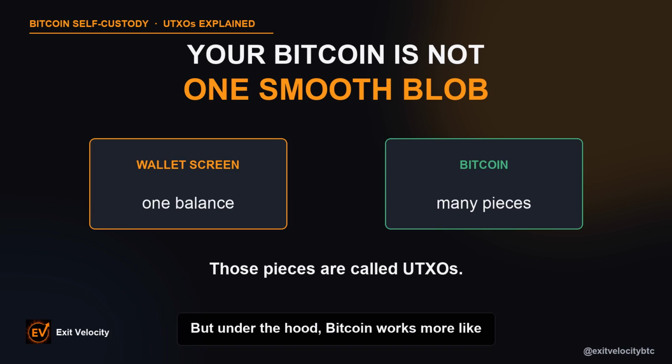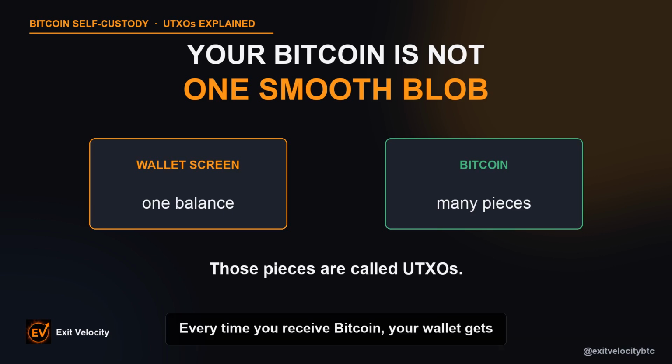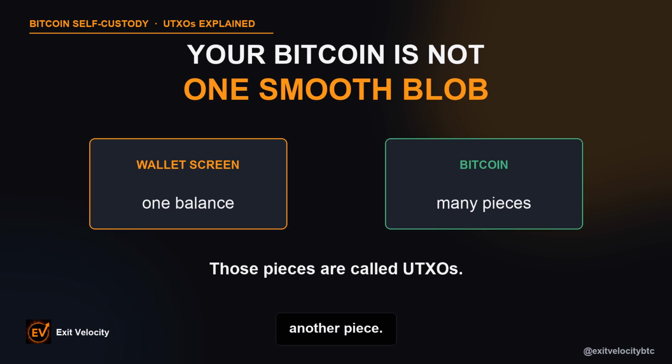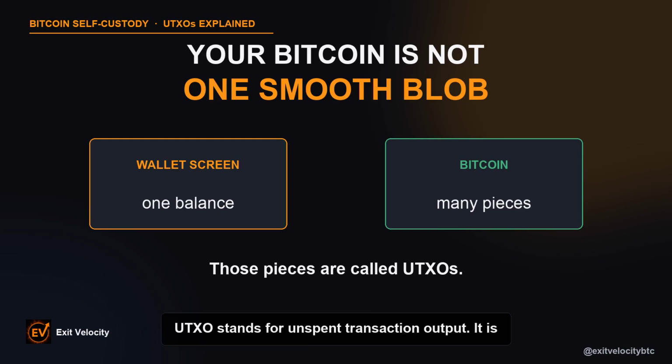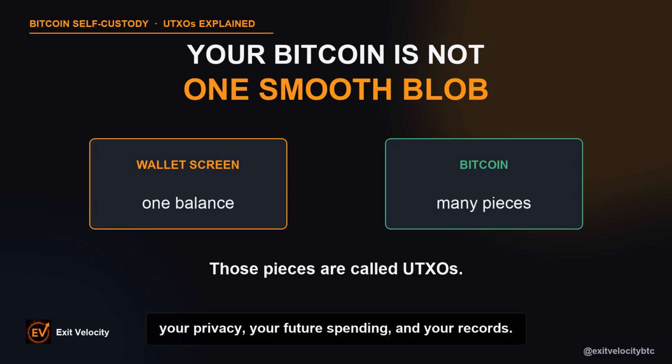But under the hood, Bitcoin works more like a drawer full of bills and coins. A $10 bill here, a $20 bill there, a handful of quarters. Every time you receive Bitcoin, your wallet gets another piece. Those pieces have a name, UTXOs. UTXO stands for unspent transaction output. It is one of the least friendly terms in Bitcoin and one of the most important. Because if you use Bitcoin long enough, your UTXOs affect your fees, your privacy, your future spending, and your records.